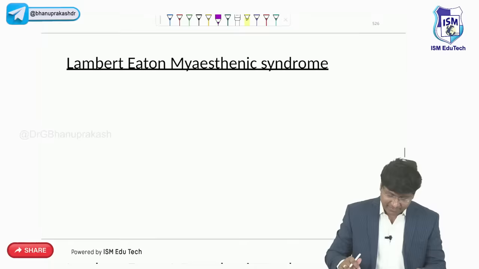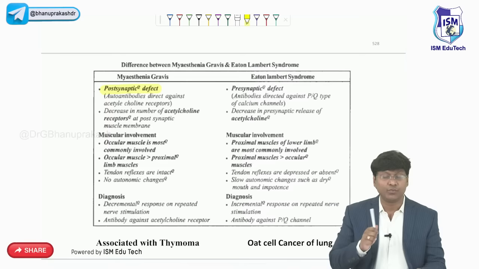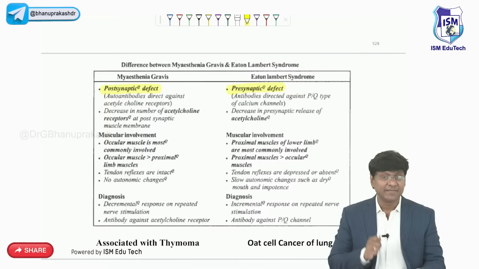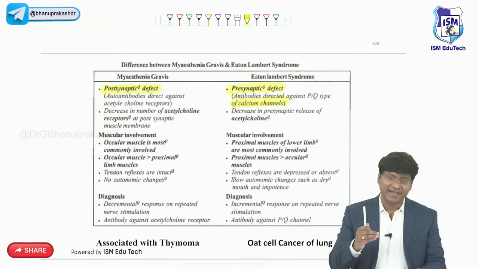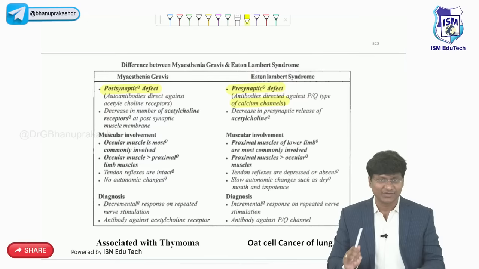And what is the difference between myasthenia and Lambert-Eaton myasthenic syndrome? Myasthenia is a post-synaptic defect, whereas Lambert-Eaton is a pre-synaptic defect. In myasthenia, antibodies are formed against the acetylcholine receptors present on the postsynaptic nerve terminal. Whereas in Lambert-Eaton myasthenic syndrome, the antibodies are formed against the calcium channels present on the presynaptic nerve terminal. So myasthenia is a postsynaptic nerve terminal disorder, and Lambert-Eaton myasthenic syndrome is a presynaptic nerve terminal disorder. Okay. So these are the major differences between these two. And the drug of choice is 3,4-diaminopyridine that we give in case of Lambert-Eaton, right?